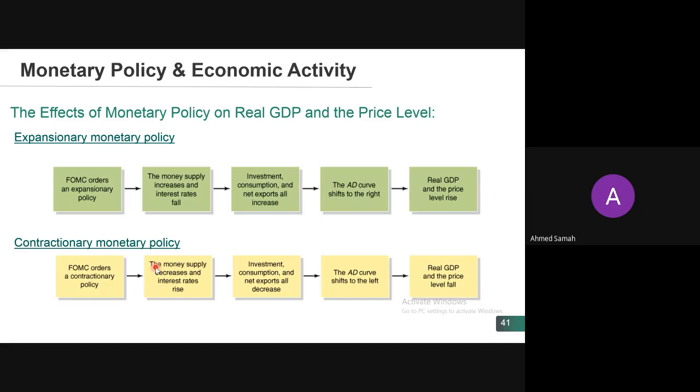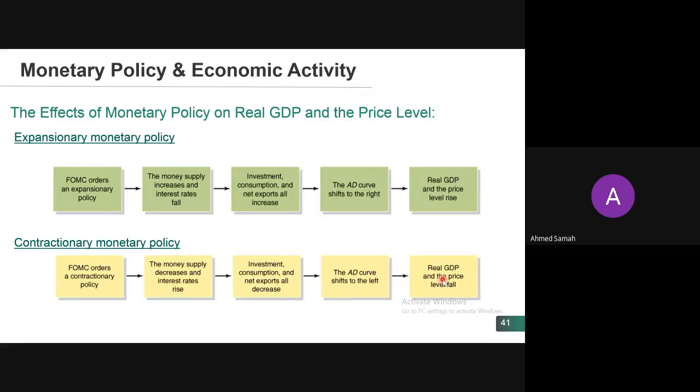or another way is increasing the discount rates, or increasing the reserve requirement. So the money supply will decrease and the interest rates will increase. And then investments, consumption, and net exports will also decrease, leading to a shift in the aggregate demand curve to the left. And because of that, the real GDP will fall and the price level will also fall.